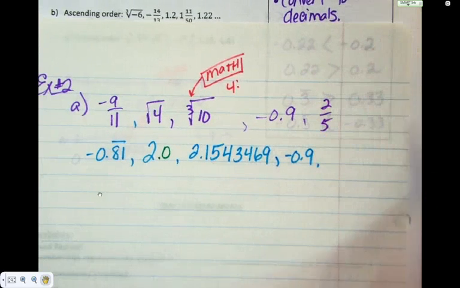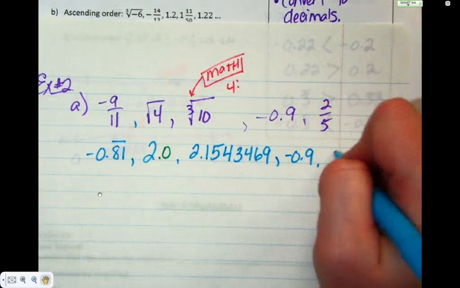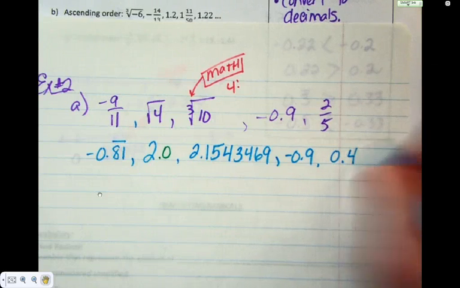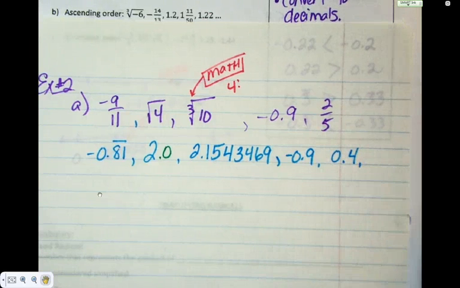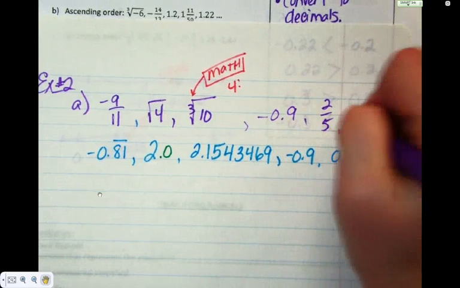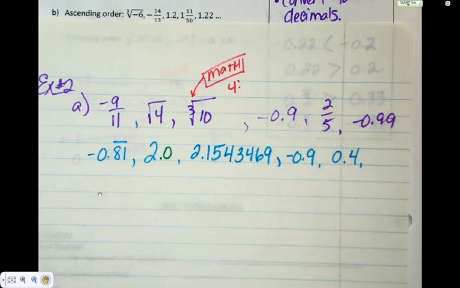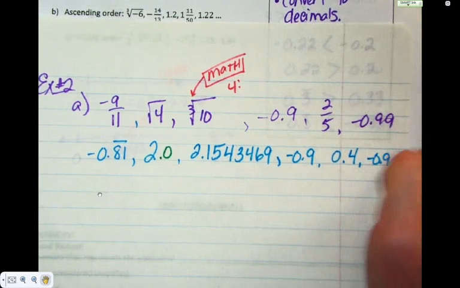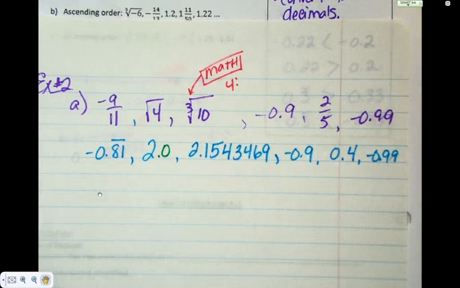2/5. Off of 0.2 with a question mark? 0.4 even. Confirmed. And negative 0.99. Negative 0.99. Are we going increasing or decreasing?